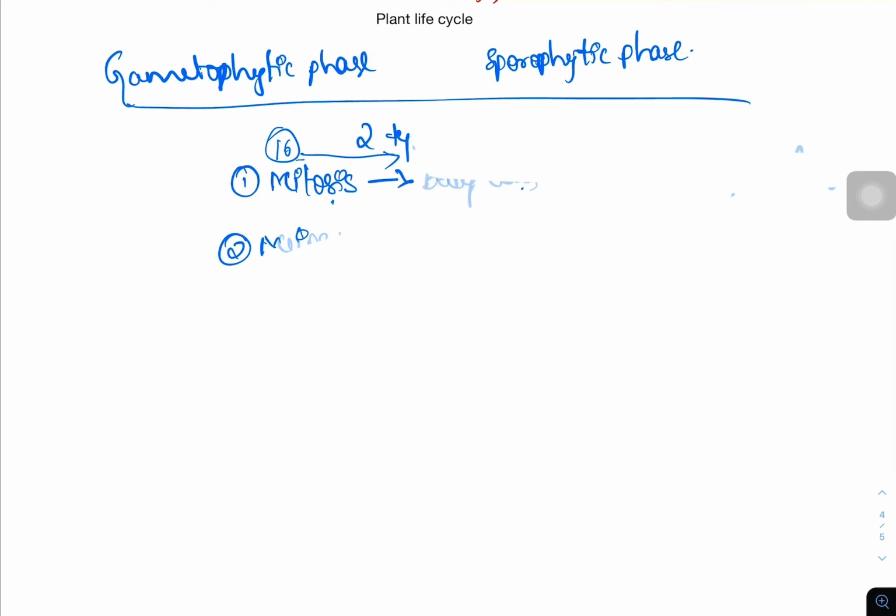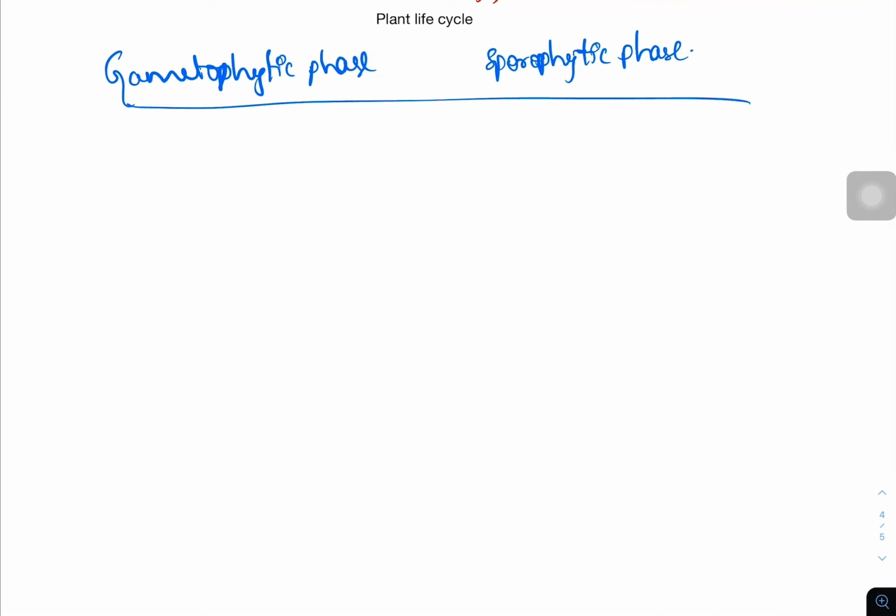Now we will go for plant life cycle. Plants exhibit two stages in their life cycle. First phase, gametophytic phase, and next one is sporophytic phase. Say for example, this is an algae. Algae have a thalloid plant body, right? So this one is algae. Okay, so the main plant body is called gametophyte. You will come to know why it is gametophyte. Okay, please wait.